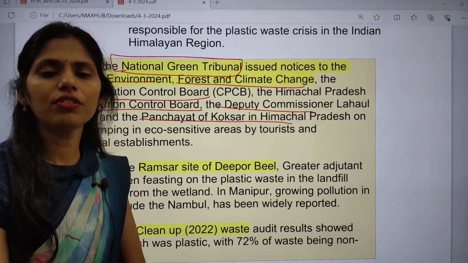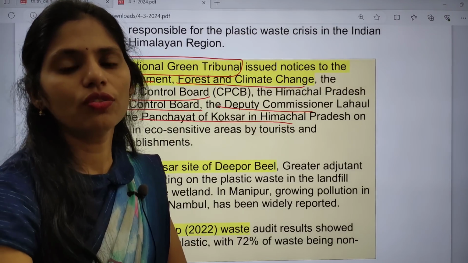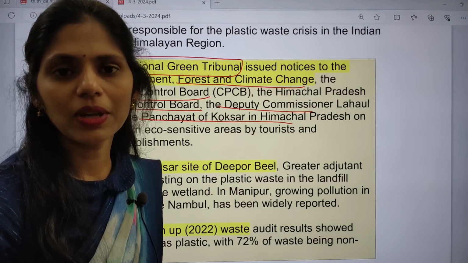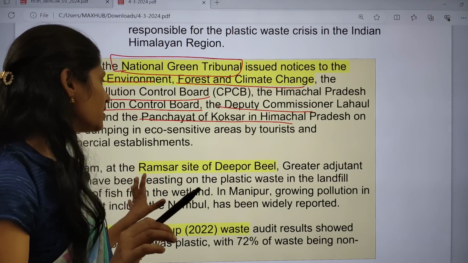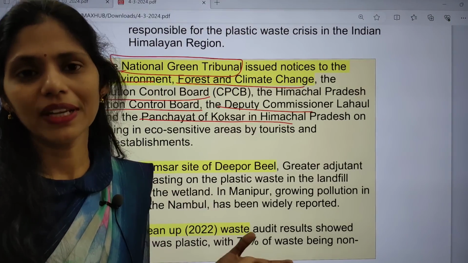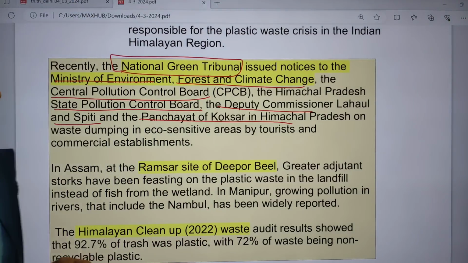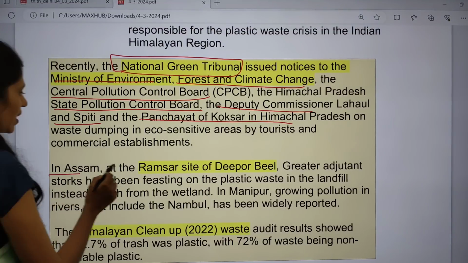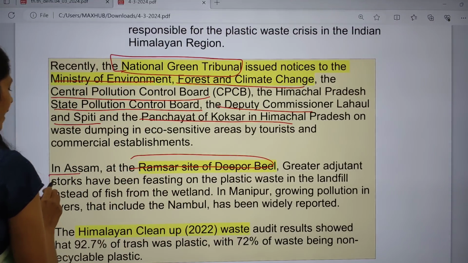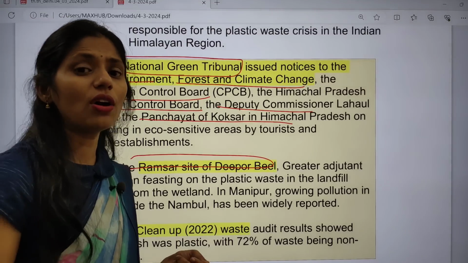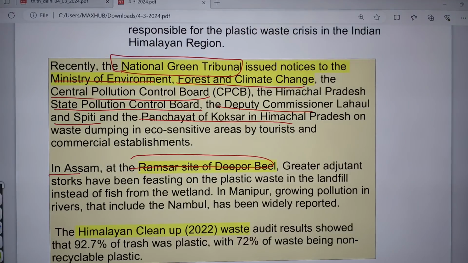So rather than going for recycling, we are throwing the waste in dumping sites. It is one important problem that we are seeing, because dumping sites lead to the release of methane gas, and that also leads to fires in these dumping sites. And even in Assam, at the Ramsar site of Deepor Beel, greater adjutant storks have been feasting on plastic waste, especially the birds which come there. They are now feeding on this plastic waste instead of fish from the wetland.